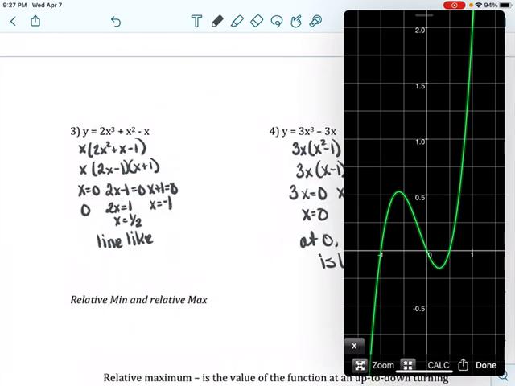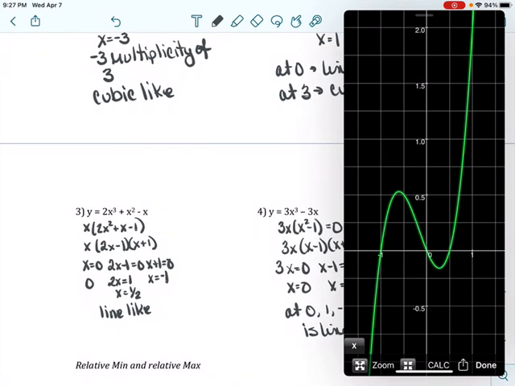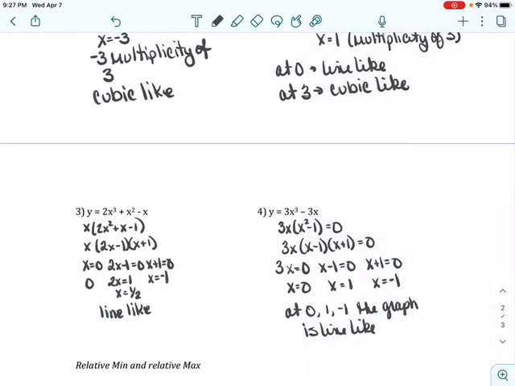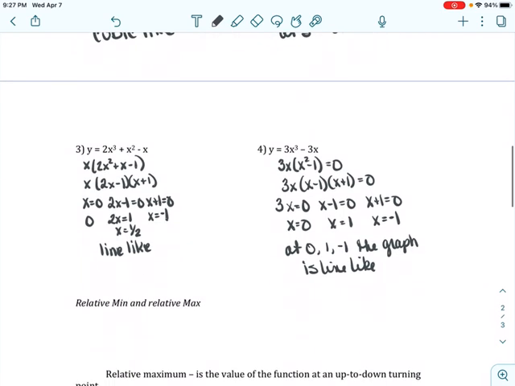Okay, so try 3 and 4. Use your calculator if you need help. Okay. All right, so I'm going to put that back over there. All right, so 1 occurs 3 times and 0 occurs once. So at 0, it's going to be line-like. At 3, it's going to be cubic-like. Okay, and number 4, okay, we're factored, and actually 0, 1, and -1 are all multiplicity of 1, so they're all line-like at that point.